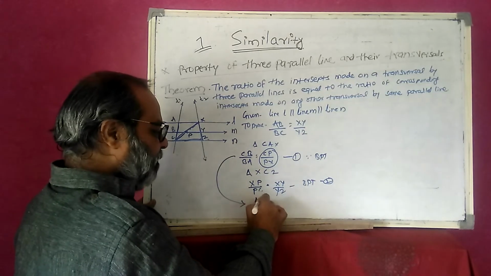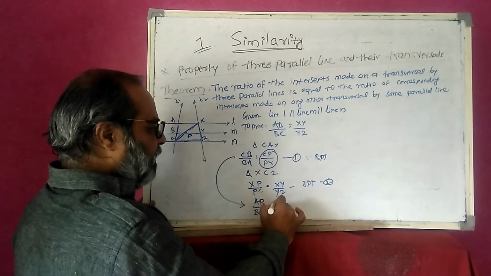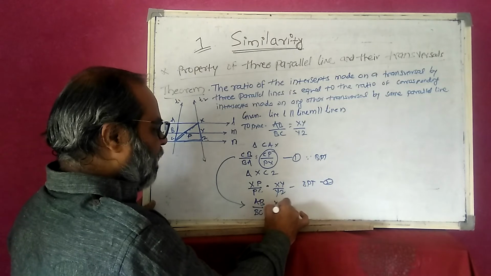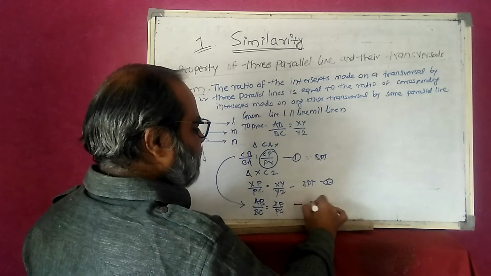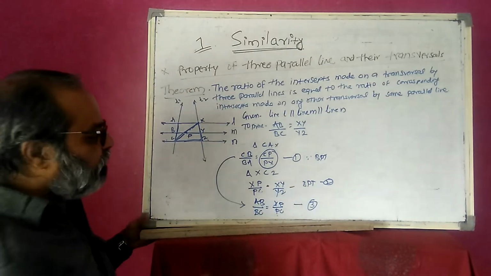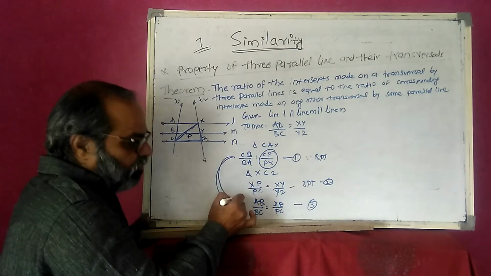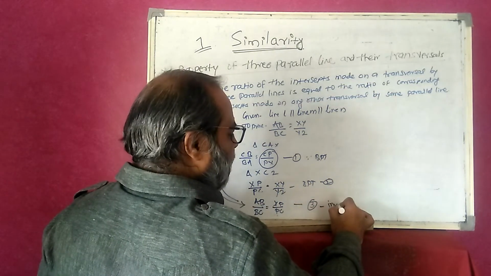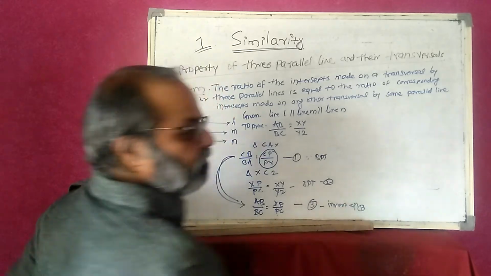It says AB upon BC is equal to XP upon PC. I just write this as equation 3. How does equation 3 come? It is the inverse of equation number 1. So I just write here: invert equation number 1.